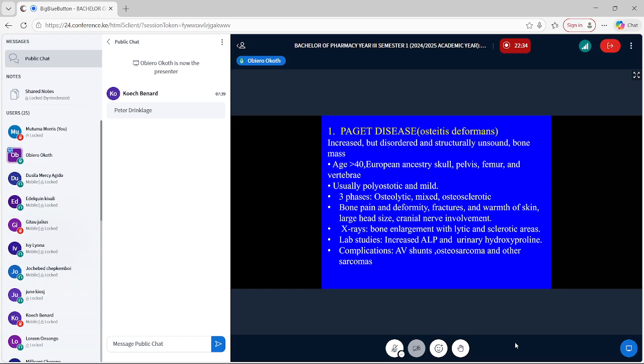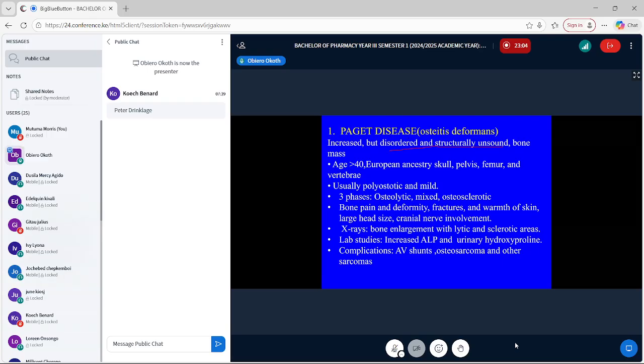This one here is a problem with the balance between the bone being laid down and then the bone being resolved. It's just a bone that has gone crazy. At one point, too much is laid down. At another point, too much is being resolved. At some point, you have a mixed picture where in some areas bone is being laid down, in some other areas bone is being taken away.